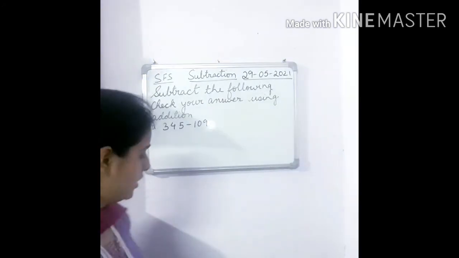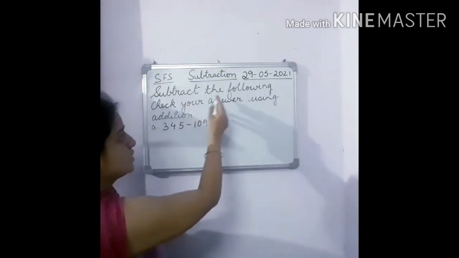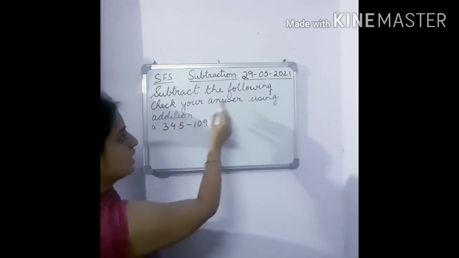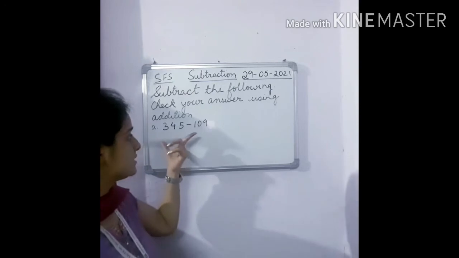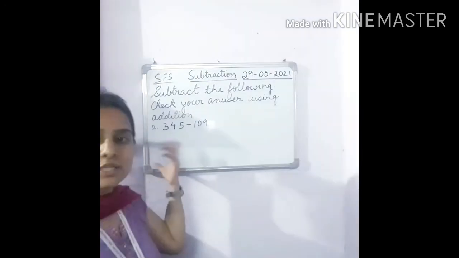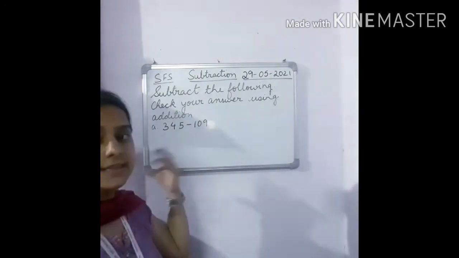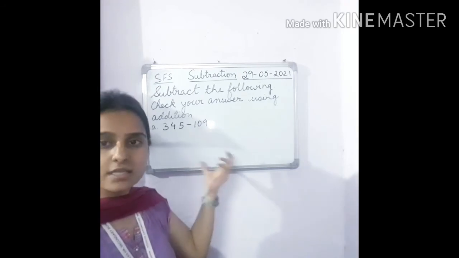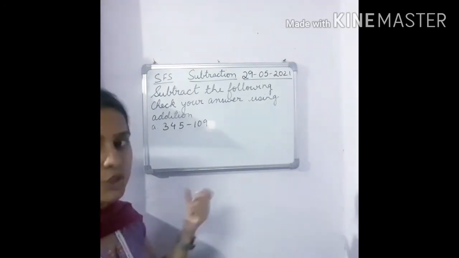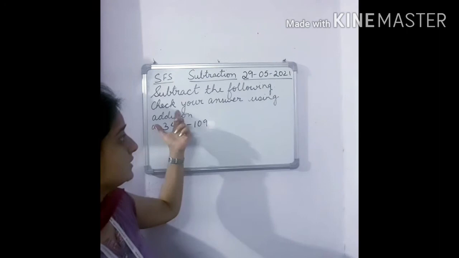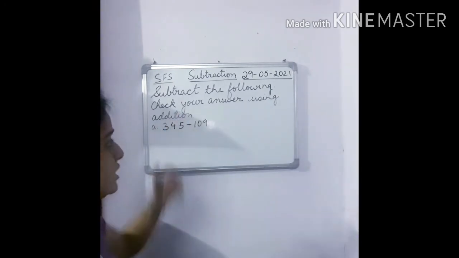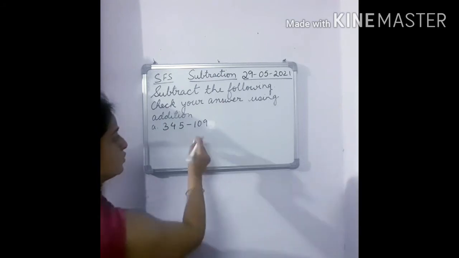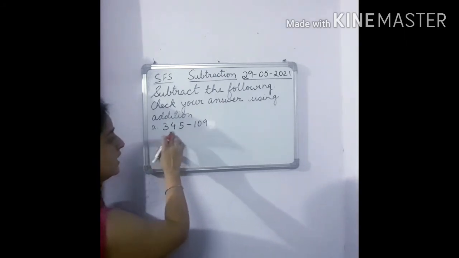So children, let's do our next question. Subtract the following. Check your answer using addition. You know how to do 3-digit subtraction, right? First we will do the subtraction, and then we will find out whether the answer is correct or not. Then we are going to check the answer. So how can we check the answer, children? By doing addition. So let's do it. Let's do the subtraction first.